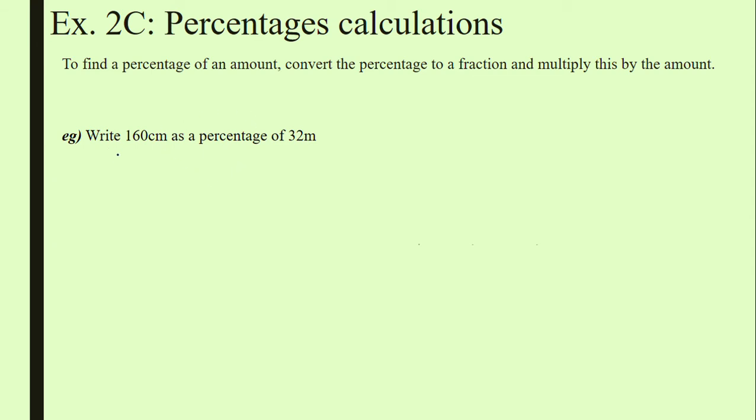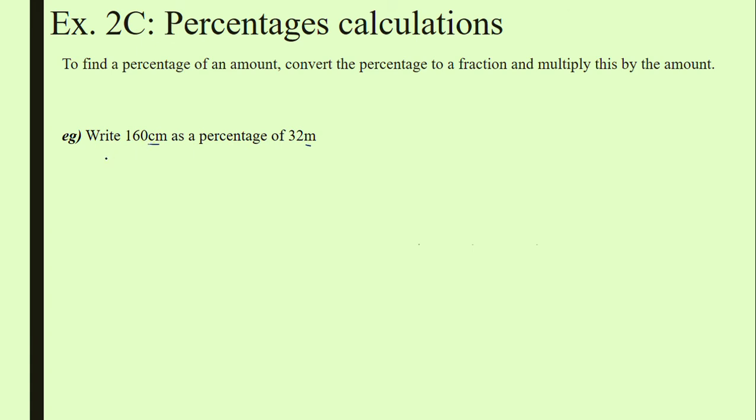But when we're calculating percentages of amounts, we need to express the one quantity as an amount of the other. So our first step, we need to make sure, of course, that they're both in different units if we notice that, so centimeters and meters. So we're writing 160 centimeters as a percentage of 32 meters. So the 160 centimeters should be on the top.